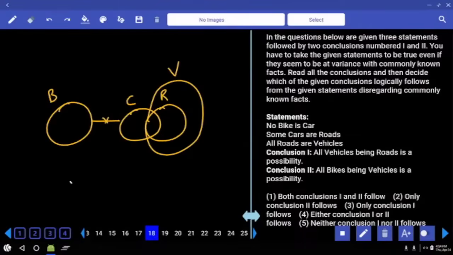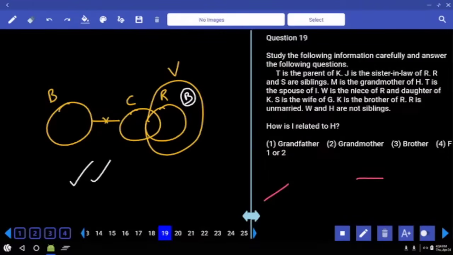Clear? And next one. And all bikes are vehicles is possible. All bikes are vehicles. Now can I write bike like this or not? Yes. Hence both 1 and 2, choice 1, question number 18. Next one, 19 onwards.